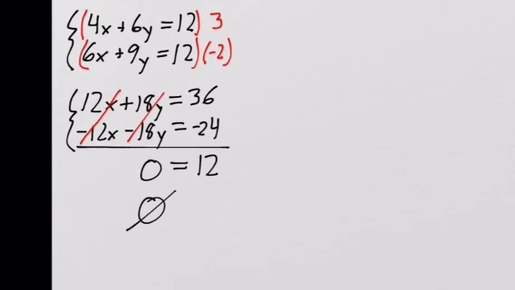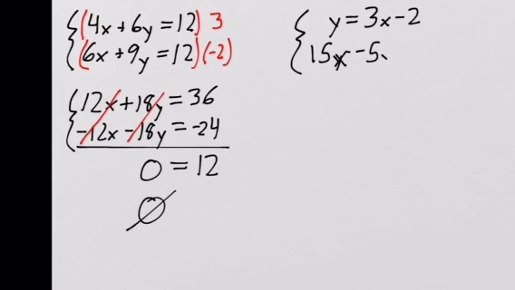Then the other situation we have, and as promised, I'll do this one using the substitution method. So we have the system of equations y equals 3x minus 2, and then 15x minus 5y equals 10. So, we're going to do this using the substitution method. That first equation is already solved for y, so I'll just plug that in for y.